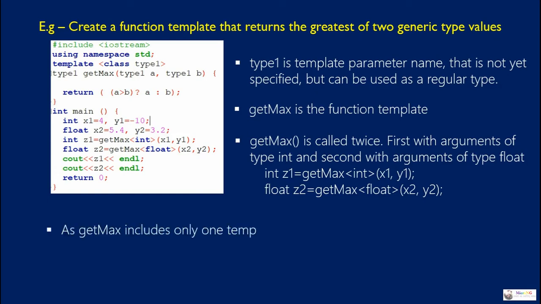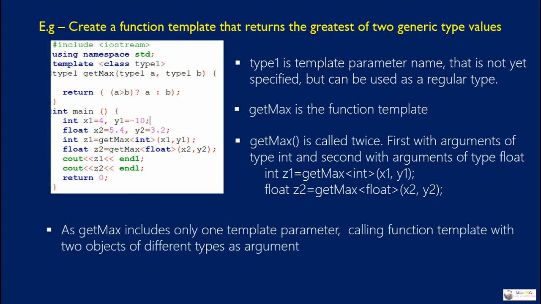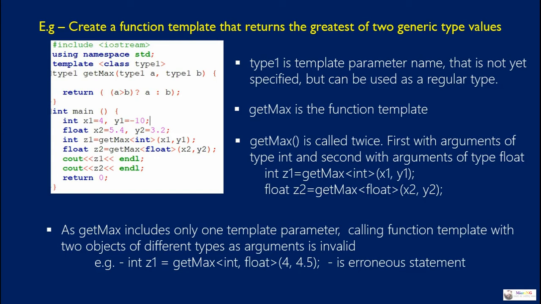This getMax includes only one template parameter. Calling the function template with two objects of different types as arguments is invalid. For example, if you write getMax with two types, int and float, and two values, 4 as integer and 4.5 as float, this gives a syntax error because Type1 can take only one type at a time. Type1 can be int or float.